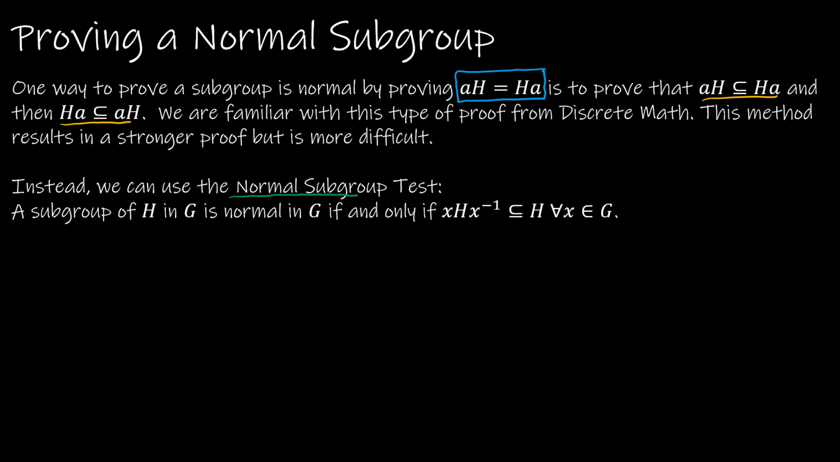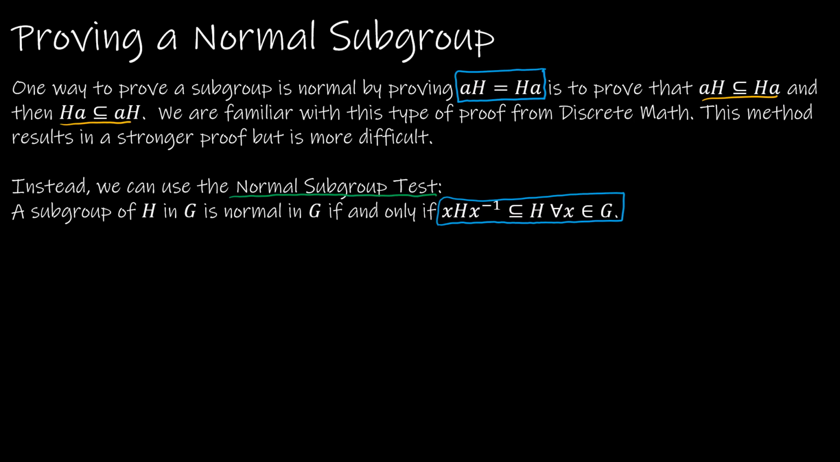We're going to take a look at the normal subgroup test, and in a moment we'll explain why the normal subgroup test works. But let's just take a look at what the subgroup test is telling us. It says if you have a subgroup H in G, it is considered normal in G if and only if xHx inverse is a subset of H for all x in G.